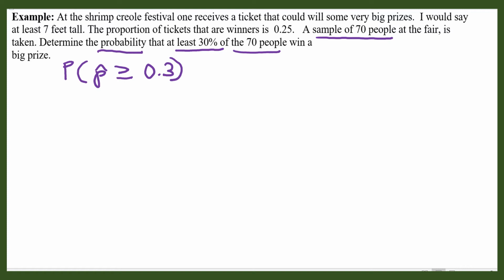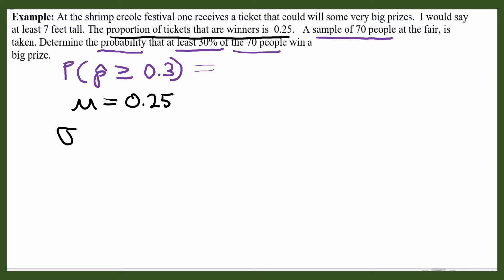I need to get to the table. The way I get to the table is by knowing what the mean is. Anyway, the mean is equal to the population proportion. The population of tickets that are winners is 0.25.